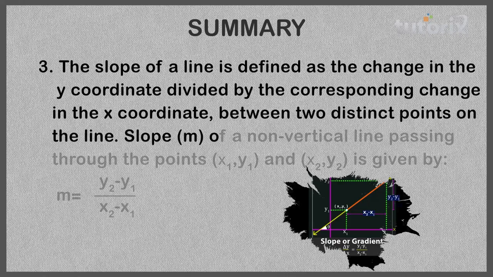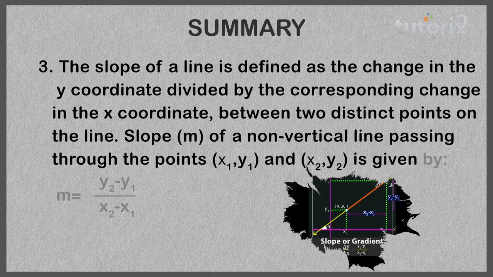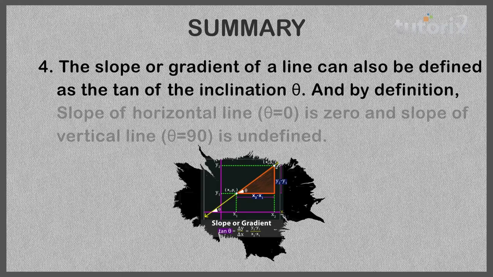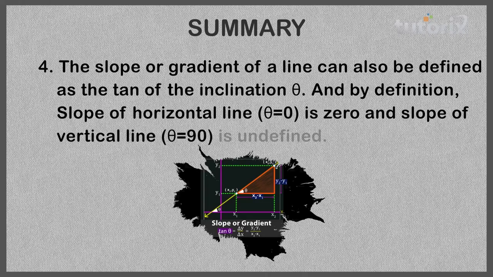The slope m of a non-vertical line passing through the points (x1, y1) and (x2, y2) is given by m is equal to (y2 minus y1) by (x2 minus x1). The slope or gradient of a line can also be defined as the tan of the inclination theta. And by definition, the slope of a horizontal line is 0 and the slope of a vertical line is undefined.